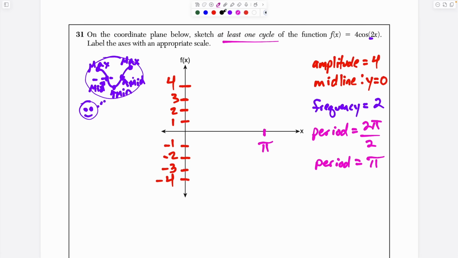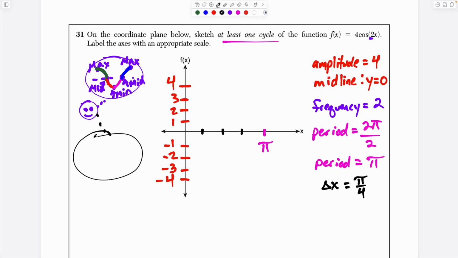Another concept here is that this graph has 4 sections to it. It has this part going from the max to the midline, then from the midline to the minimum, then from the minimum back to the midline, and finally from the midline back to the maximum. So anytime I find the period, I like to divide it by 4 because there are 4 sections to the graph. Delta x is really just saying what we're going to count by here. So we're going to count by pi divided by 4. I break this into 4 sections, and I'm counting by pi over 4.